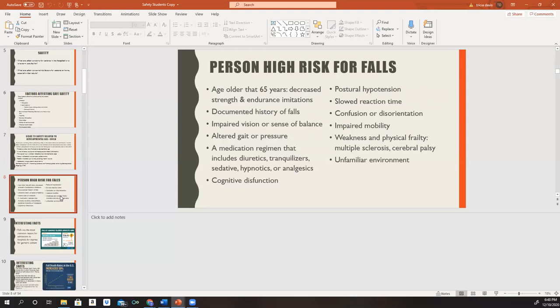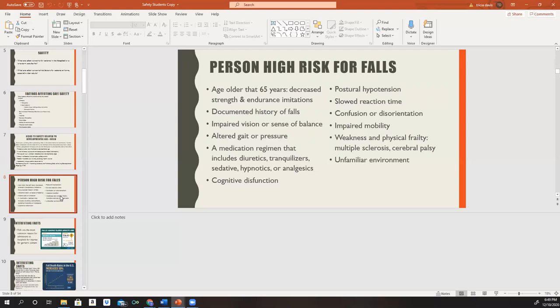Then you want to think about your medications, okay? What kind of medications are your patients taking? Are they taking diuretics, which influence your total circulating volume, which can lower your blood pressure? Are they taking tranquilizers, which can make them sleepy and also have an effect on that respiratory system and circulating volume?